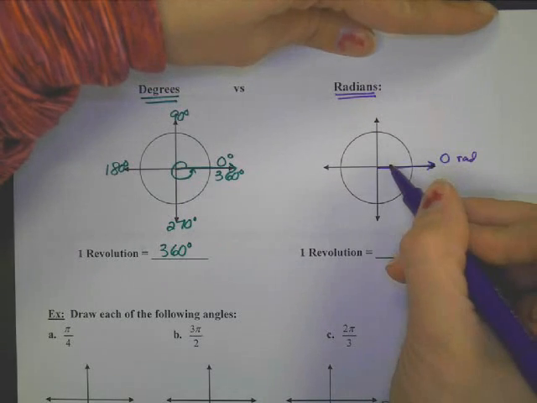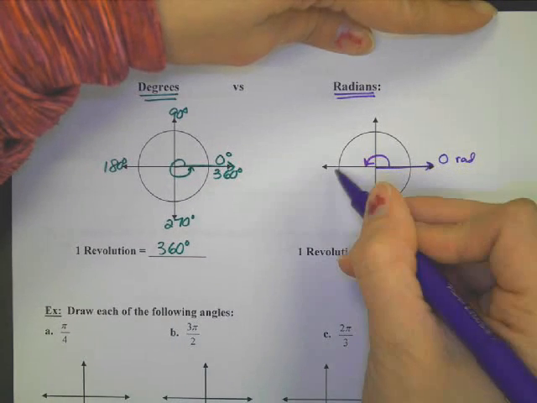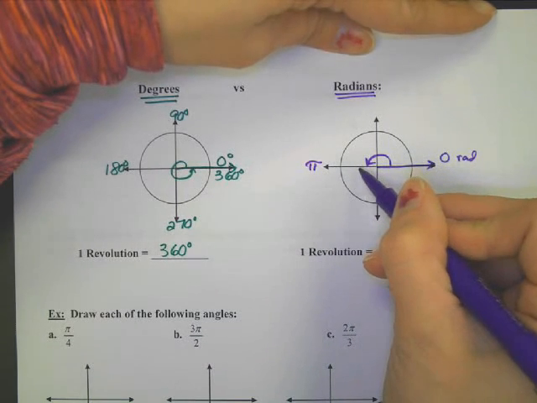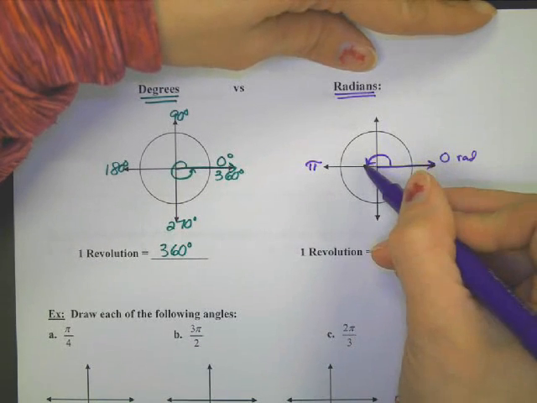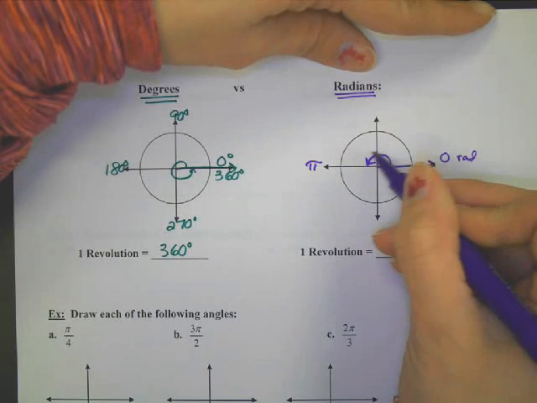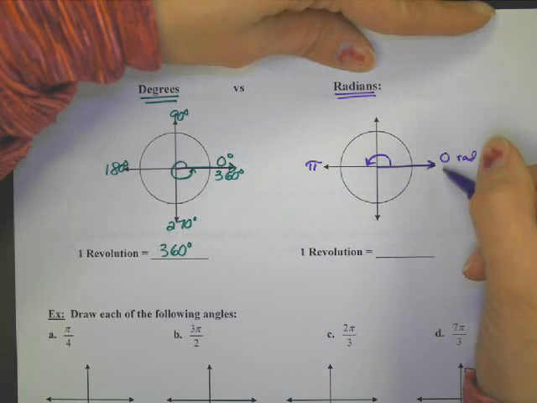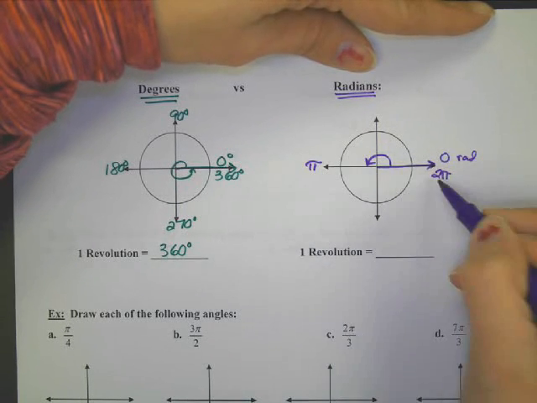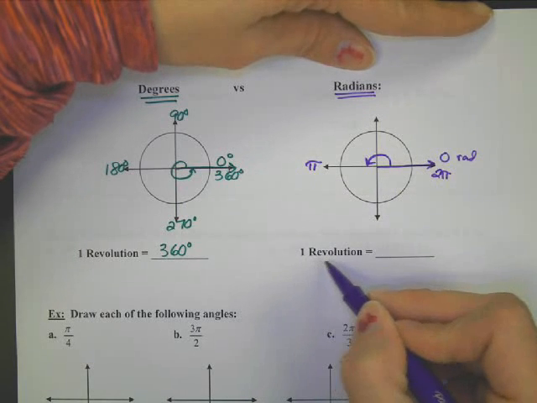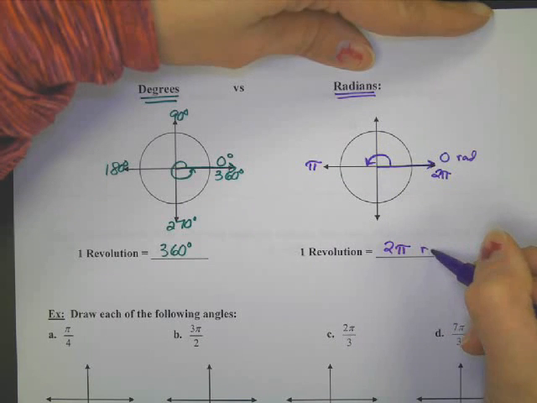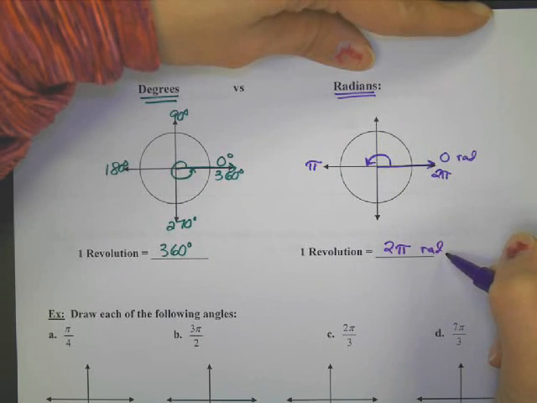I have to tell you, if you go due west, straight out this way, that's pi. Halfway around a circle is pi. What if I go the rest of the way, all the way around a circle? 1 pi, all the way back to 2 pi. So a full circle is 2 pi. One revolution is 2 pi radians.